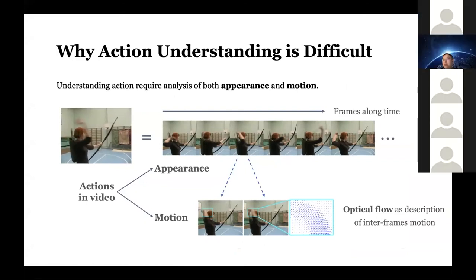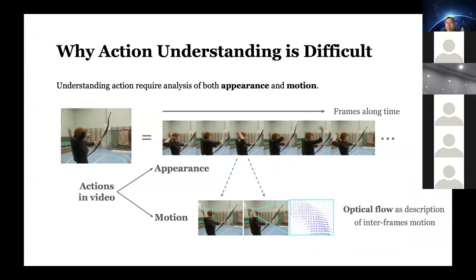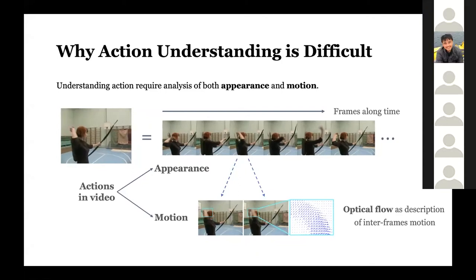With this temporal dimension, when you look at the video content, it conveys not only the appearance, but also the change of the appearance, or the motion of the objects there. So in order to understand a video effectively, you not only have to understand the appearance, but you should also understand what's happening from the perspective of motion. And optical flow is a very widely used machinery to describe the motion in the video on a frame-by-frame basis.